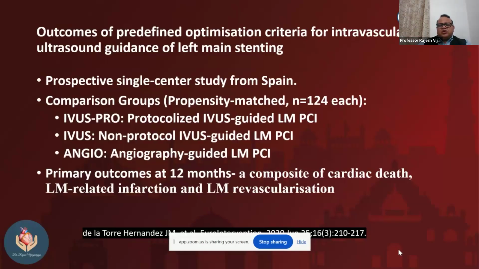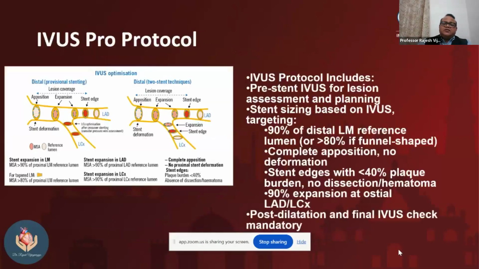What's in the protocol for the IVUS guided PCI is that one is supposed to have a left main minimum luminal area which should be 90% of the distal left main reference. It should not be more than 80%. There is complete apposition and no deformation. Stent edge should have less than 40% plaque burden, no dissection and no hematoma. And it is expected to have a 90% expansion of the distal reference for both the ostial LAD and the left circumflex. Post dilatation and the final IVUS check were mandatory.